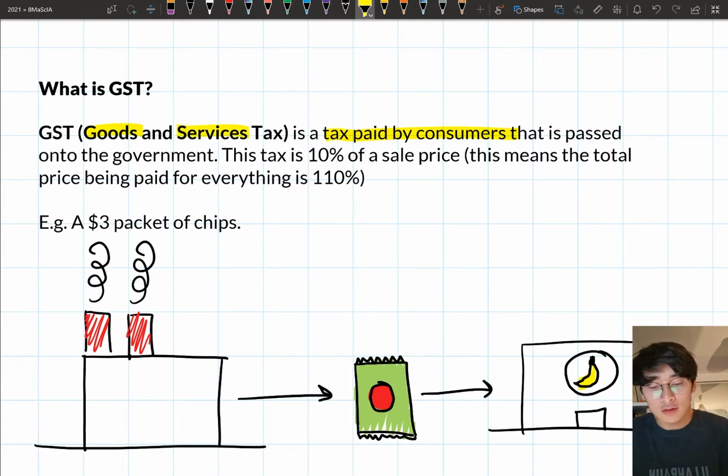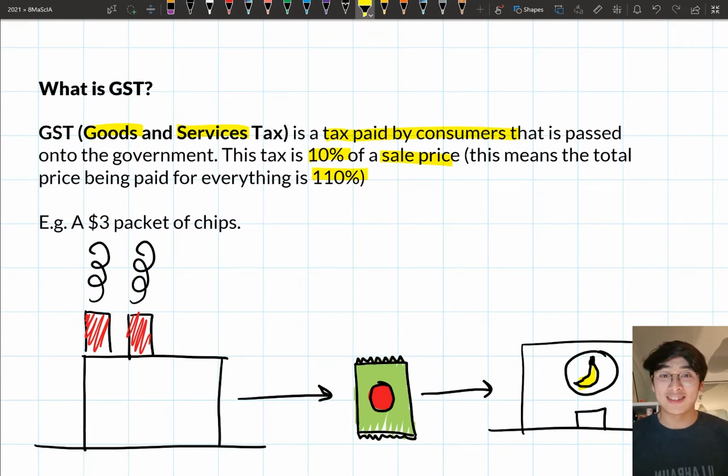It's passed on to the government. So the tax is 10% of a sale price. So what this means is whenever you sell something, 10% of that final amount that you pay usually is actually given to the government to help run those particular things. So this means that the total price being paid for everything is 110%. So we're actually paying 110% because this GST is included.